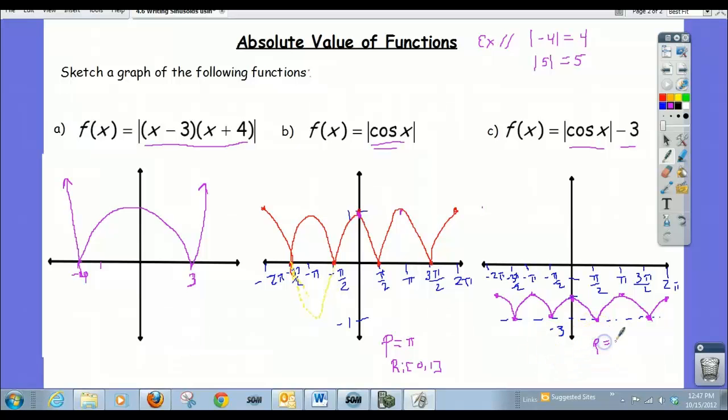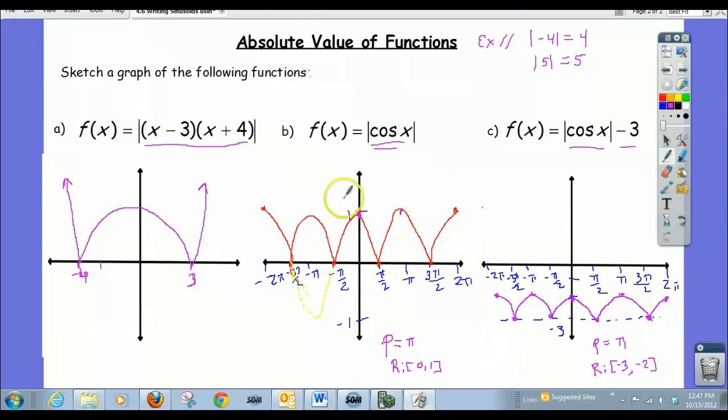Notice the period is still pi. That's the length of one cycle. That didn't change. My range now would be, my lowest output values are -3, and the highest they can be is -2.